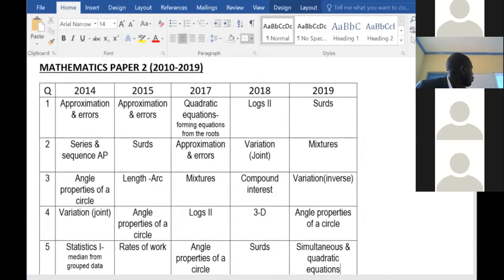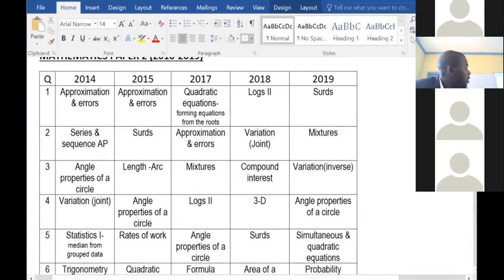You can look at 2014 to 2019, there are some topics that have been repeated most of the times. You can look at approximation and errors, for example: 2014 question 1, 2015, 2017. There are some topics that appear like they are coming almost every year.